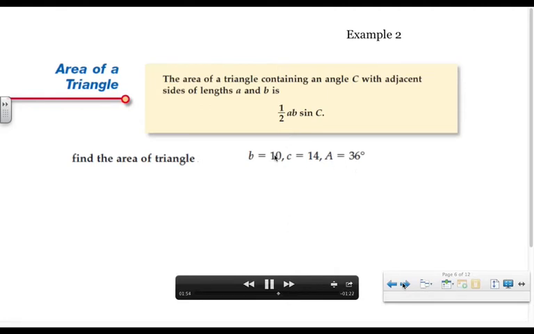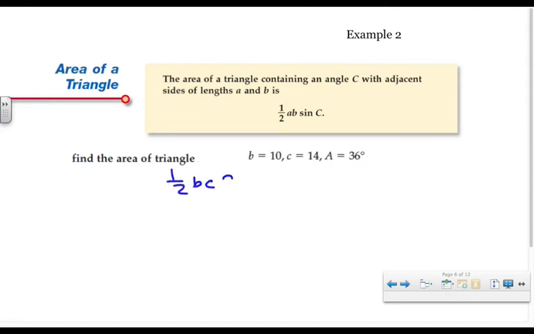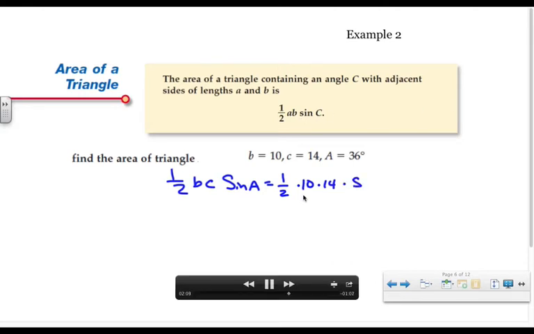Okay, so we just talked about this. But let's go ahead and work this example out. So I have 1/2 bc times the sine of A. Remember, I can change the variables out as long as this one is not the same as those. And then I plug the numbers in. So 1/2 times 10 times sine 36 is 41.1.